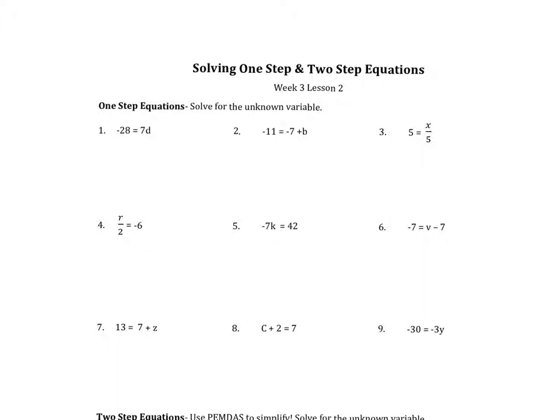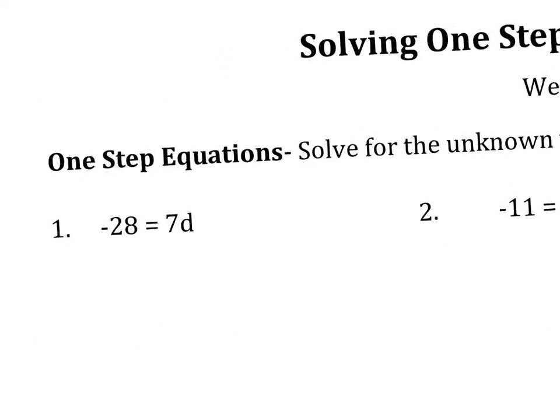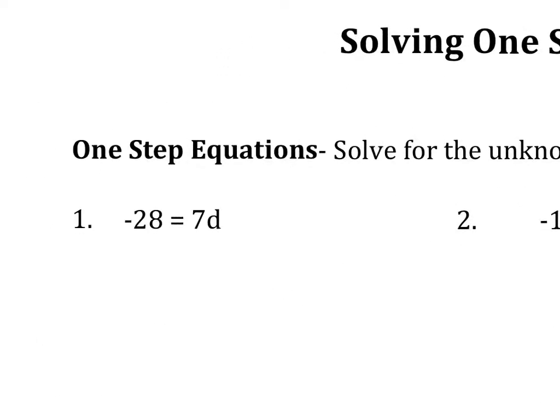Problems 1 through 9 are a little bit more simple than the bottom half of the page because of the fact that these are one-step equations, meaning there's only one operation that needs to happen in order to solve for the unknown variable. In the first one, we see negative 28 is equal to 7d. Basically, all that means is 7 times what is d? And then you have to think, well, 7 times 2 is 14, 7 times 3 is 21, 7 times 4 is 28. That might work. And yes, it turns out that 7 times negative 4 will give you negative 28. And that's my answer, d equals negative 4.